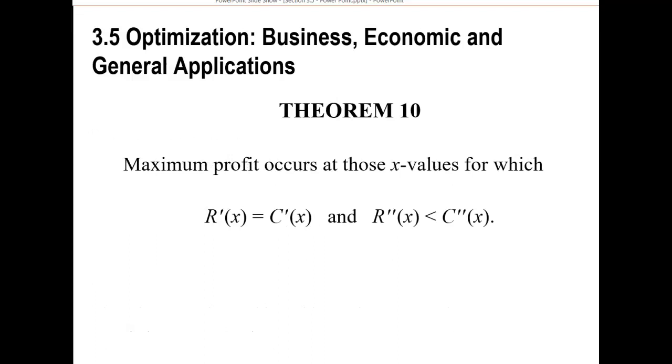All right, max profit occurs at the x values for which r prime equals c prime. And that's easy to see if you think about your profit function being p of x equals r of x minus c of x. So p prime equals r prime minus c prime. And if you set to 0, you could add the c prime over and get r prime equals c prime. All right, and it occurs when second derivative of r is less than the second derivative of cost.